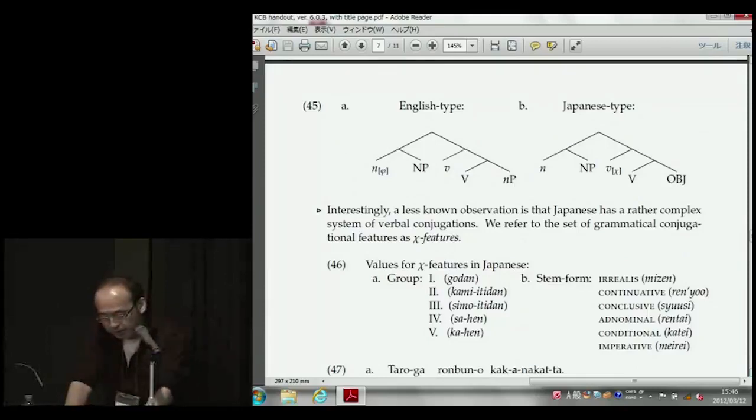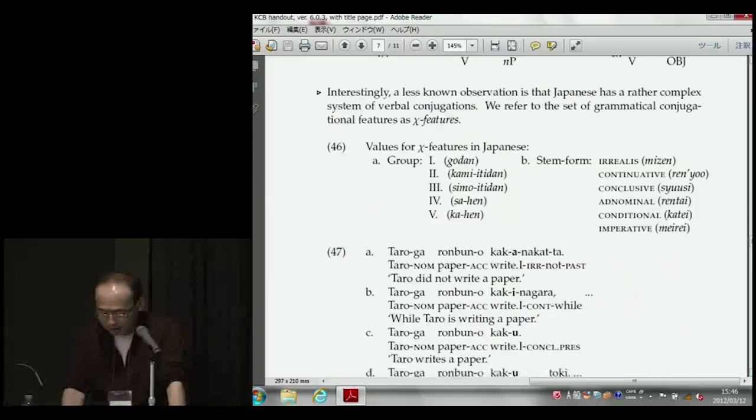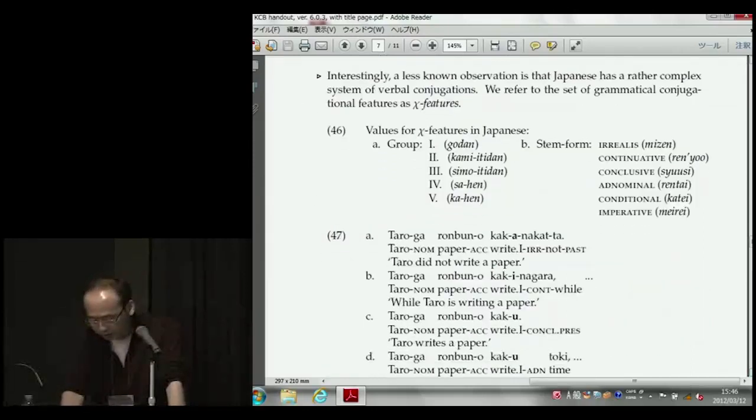Interestingly, however, Japanese seems to have a peculiar system that sort of makes up for the lack of phi features in the language. It is a less known observation that Japanese has a rather complex system of verbal conjugations. We refer to the set of grammatical conjugational features here as kai features, kai for conjugation. Well, there are 2 kinds of kai features in Japanese. One is a group feature that differentiates 5 classes of verbal conjugation, and the second is a so-called stem form feature whose value depends upon the features of CT, such as force and modal, 46.